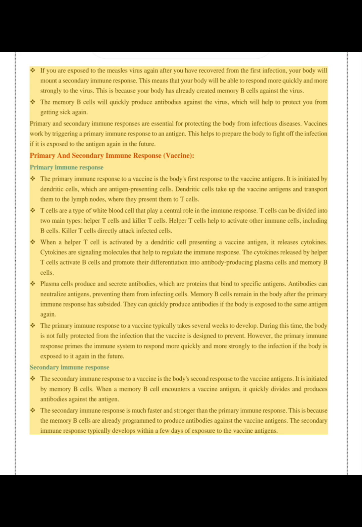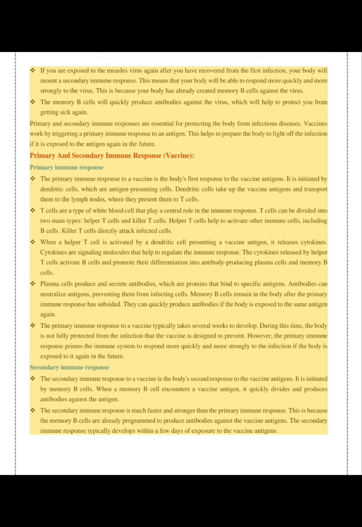The primary immune response to a vaccine typically takes several weeks to develop. During this time, the body is not fully protected from the infection that the vaccine is designed to prevent. However, the primary immune response primes the immune system to respond more quickly and more strongly to the infection if the body is exposed to it again in the future.